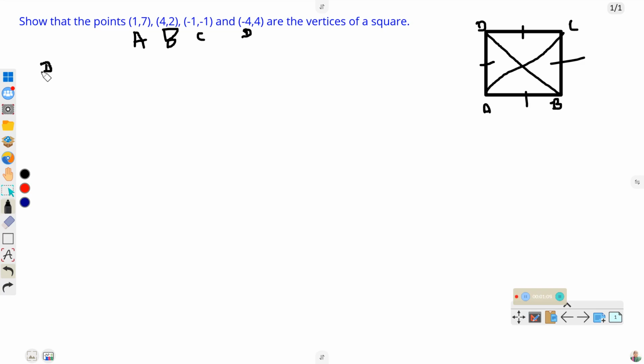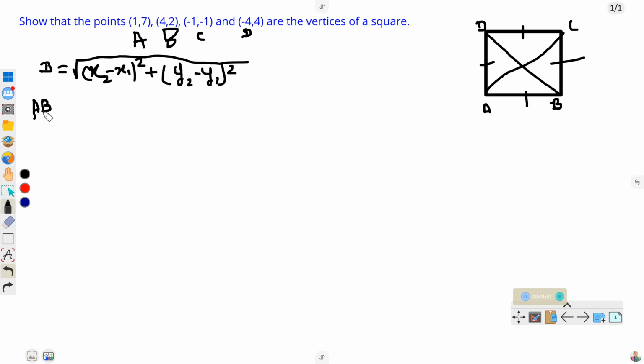So we have to recall the distance formula, which is the square root of x2 minus x1 whole square plus y2 minus y1 whole square. This formula only we are going to use for all. First we are going to find the distance between A and B. So for A and B, these two are the points.